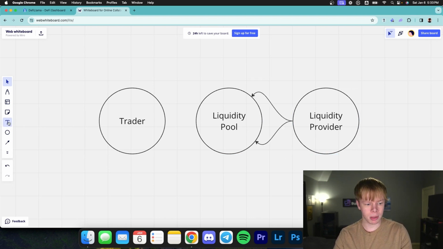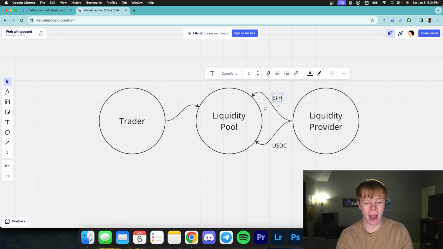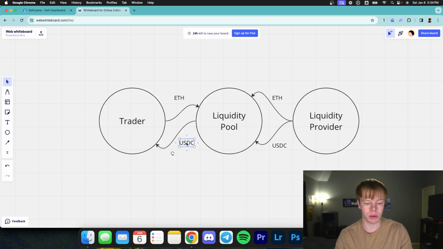So essentially, this liquidity provider is going to put two assets up. Let's just say this is an Ethereum to USDC liquidity pool. This liquidity provider is going to put Ethereum, and they're also going to put USDC in the liquidity pool. And now there's liquidity giving the trader the ability to trade. So the trader might come over here and say, hey, I want to trade my Ethereum for some USDC. That would basically mean that they are selling their Ethereum for USDC. So they're going to put Ethereum in the liquidity pool, and they're going to take USDC out of the liquidity pool.